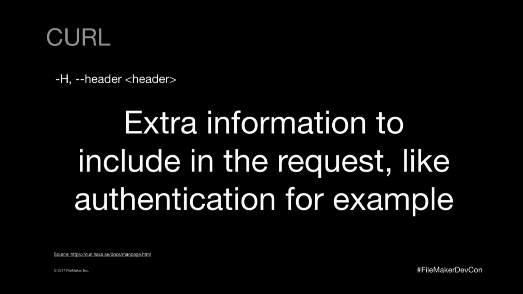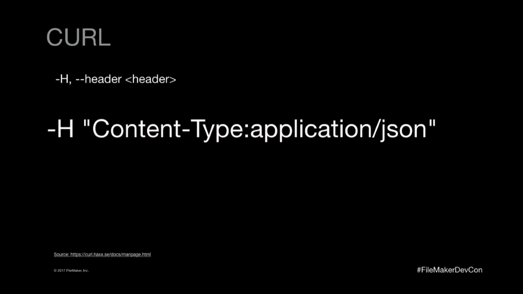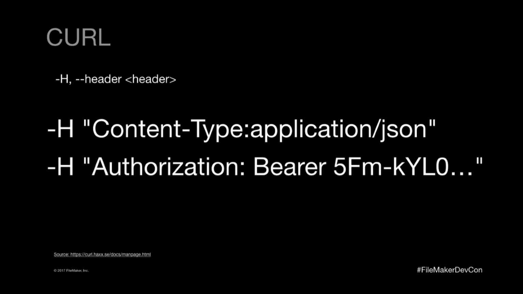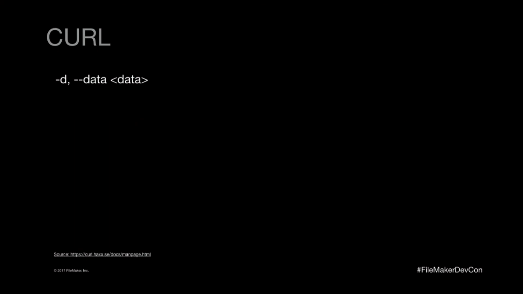Header is extra information we send with the request. Usually we use it for authentication purposes or to tell the server the type of information we are sending to it. For example, content type, we are telling the server that the data we are going to send is a JSON file, and this is our access token that we received earlier. So these are the 2 headers we are sending in this curl request.